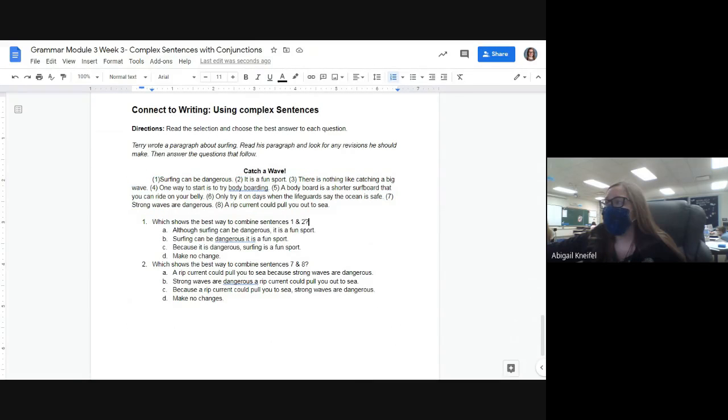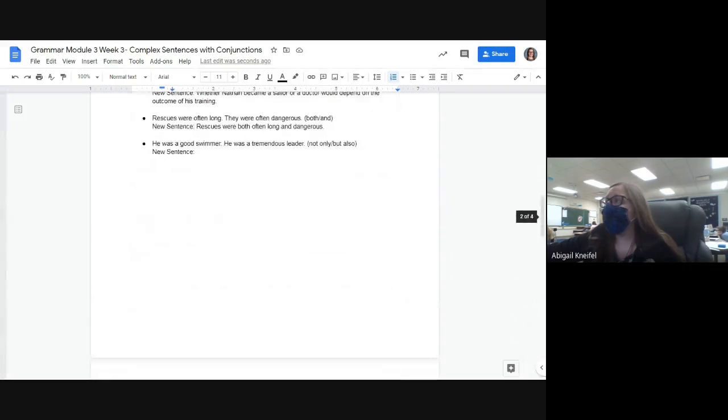And then the last page is the same as always. You read the paragraph and see which ones fit best by highlighting the correct answer. Are there any questions over your grammar for this week?